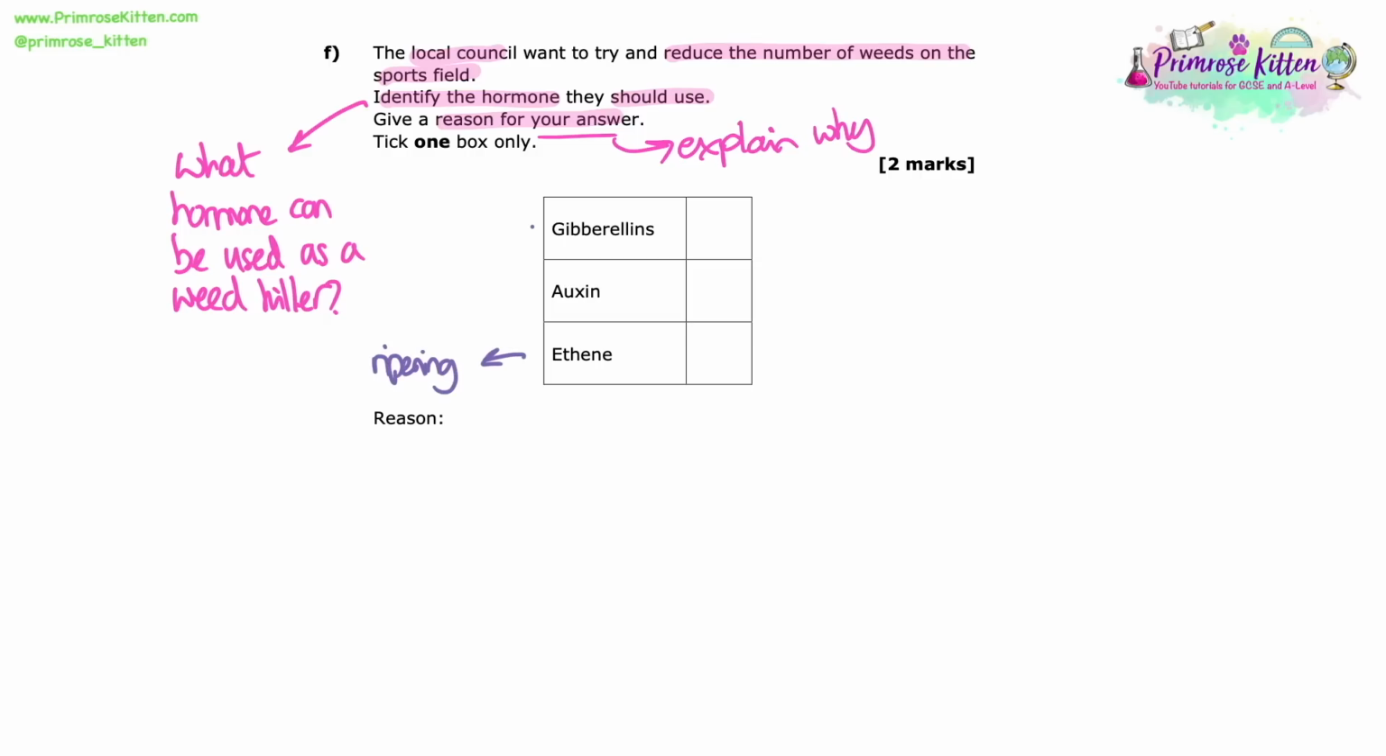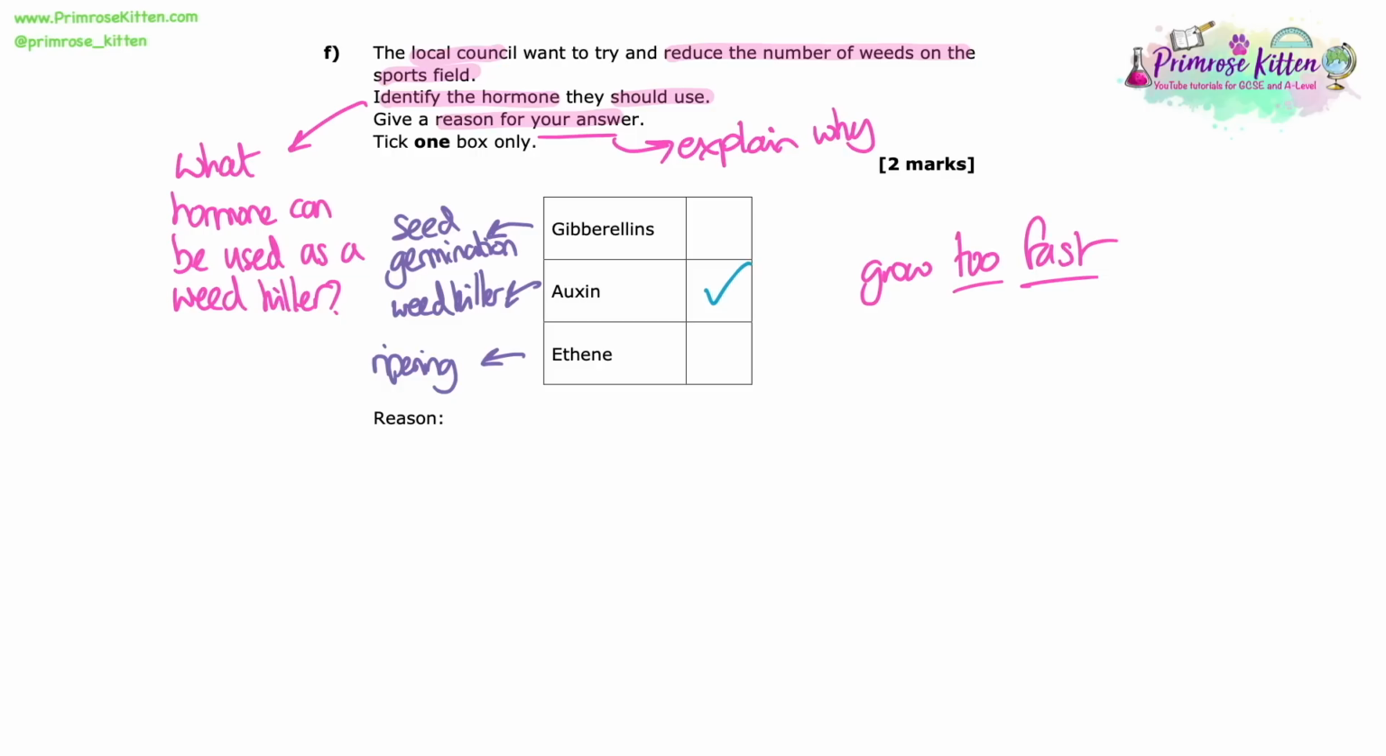So let's go through these options. Ethene is used for ripening fruit. Gibberellins is used for things like seed germination. So logically the only one left is auxins, and they can be used as weed killers because they are dealing with plant growth. So auxins work as weed killers because they cause the plants to grow too fast. So that's our reason. They cause the plants to grow too fast, and so they die.